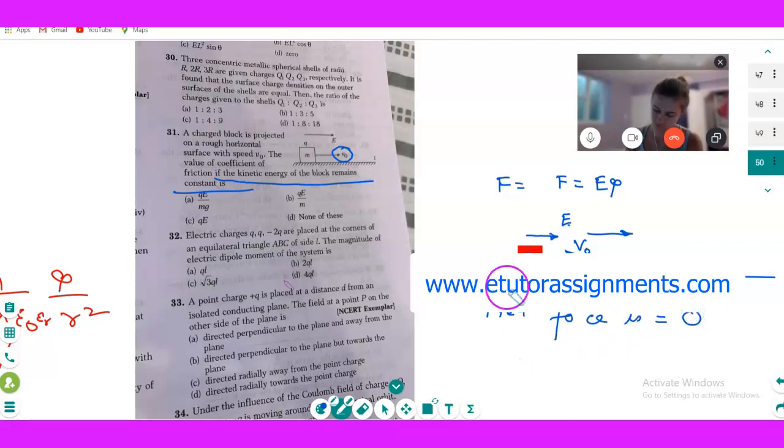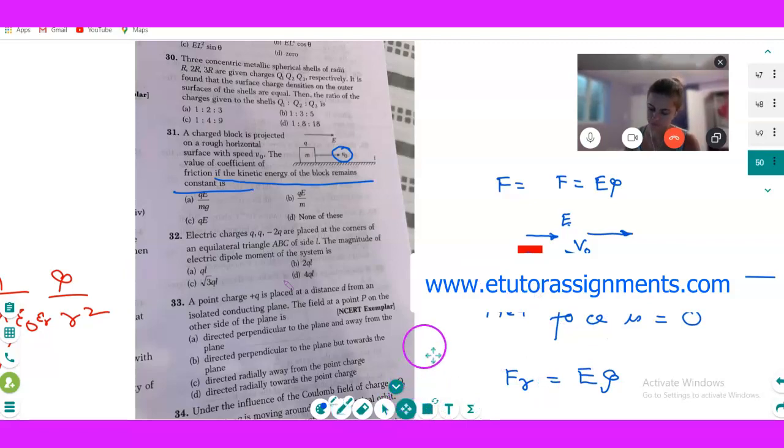Is it clear? What is the net force? One force is in this direction. Another force is in which direction? Opposite. Yes, this is the Fr. So you can say Fr must be equal to EQ, the electric force.